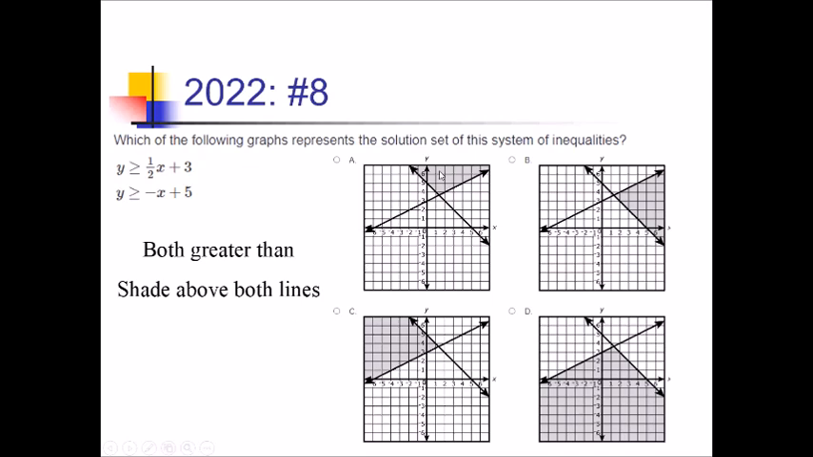So taking a look for a graph in which I'm shading above both of the lines, we're doing that in choice A. We're not doing that in choice B. We're underneath this one line here. Choice C, we're also under one of the lines. Choice D, we're under both of the lines. So choice A is actually the only one that matches these inequalities.